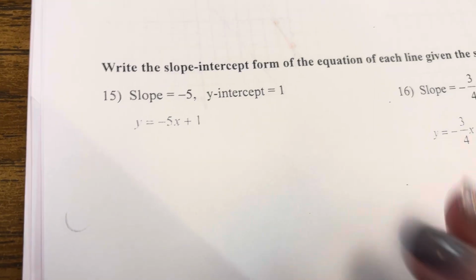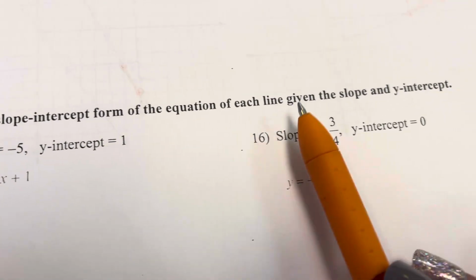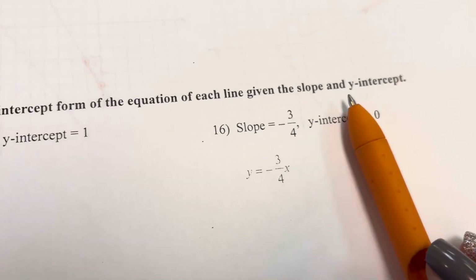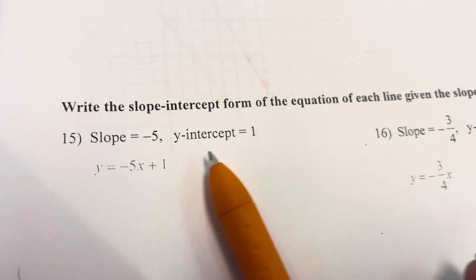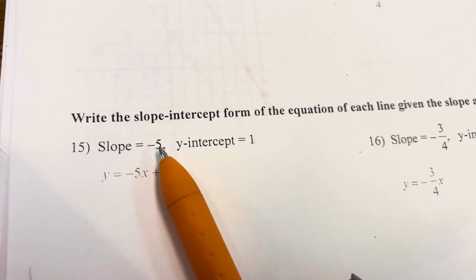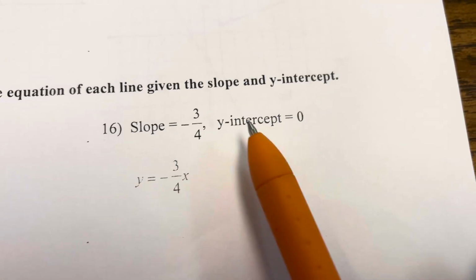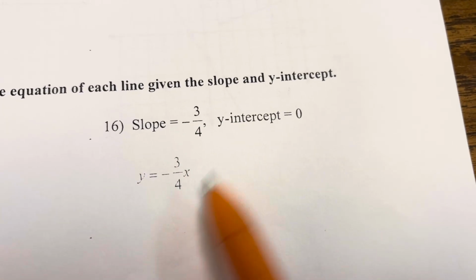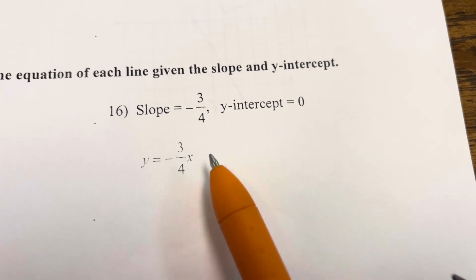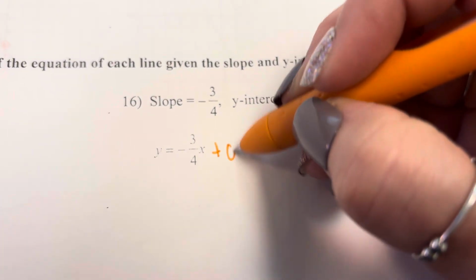Down here, write the slope-intercept form of the equation of each line given the slope and y-intercept. In this case, the y-intercept is the 1. The slope is -5. That's the equation you get. Simple. Here, the y-intercept is 0. You don't have to put it. I would take that answer or that answer.